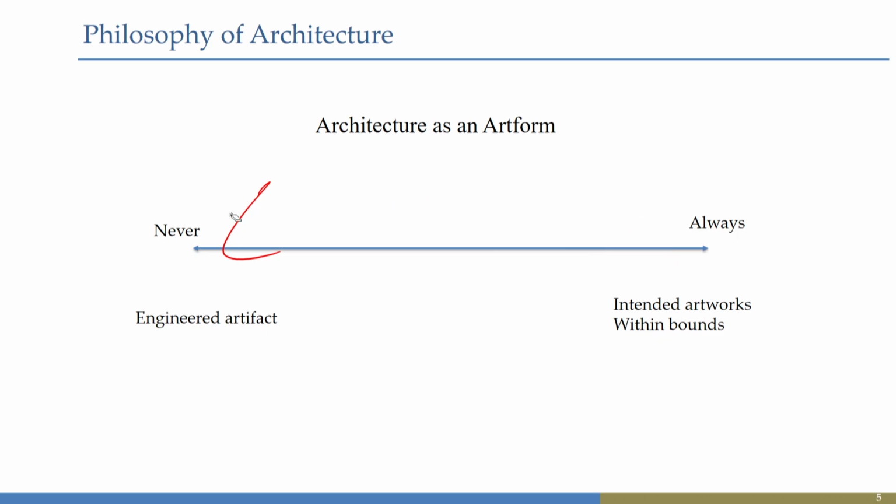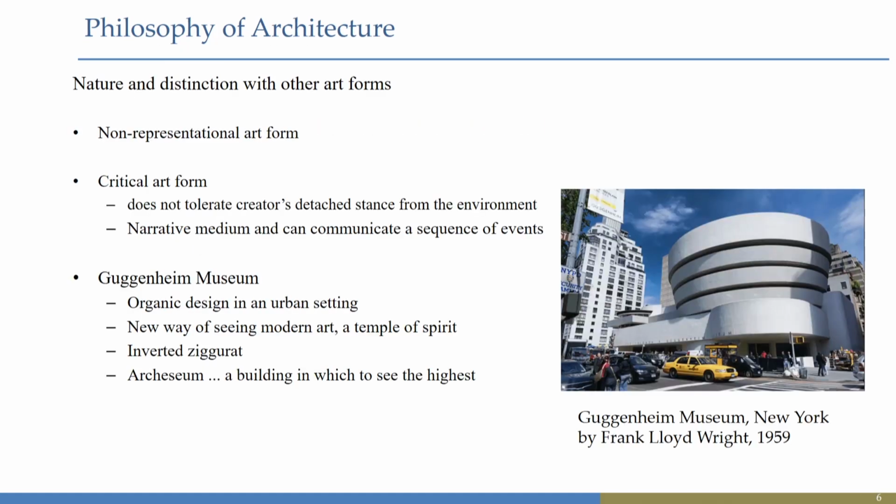This is something that we have to think about while we are studying architecture as an art form. Let us move further: nature and distinction with other art forms. So, okay, architecture is an art form. Suppose we say that yes, architecture can be thought of as an art form, but then what is its nature? If it is an art form, what kind of art form is it? And how does it differ from other art forms?